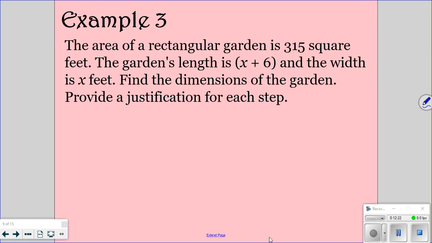Okay, we're going to look at another example. They tell us the area of a rectangular garden is 315 square feet. The length is x plus 6, and the width is x. Find the dimensions of the garden and provide a justification.